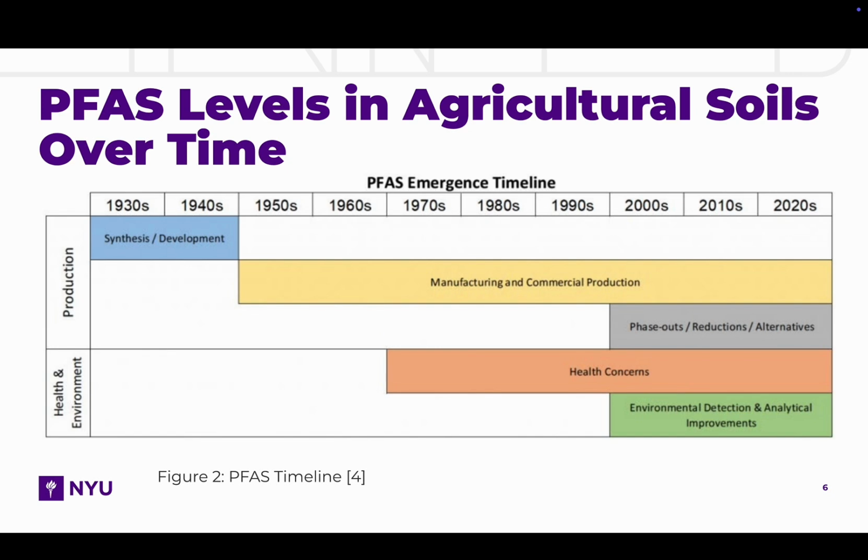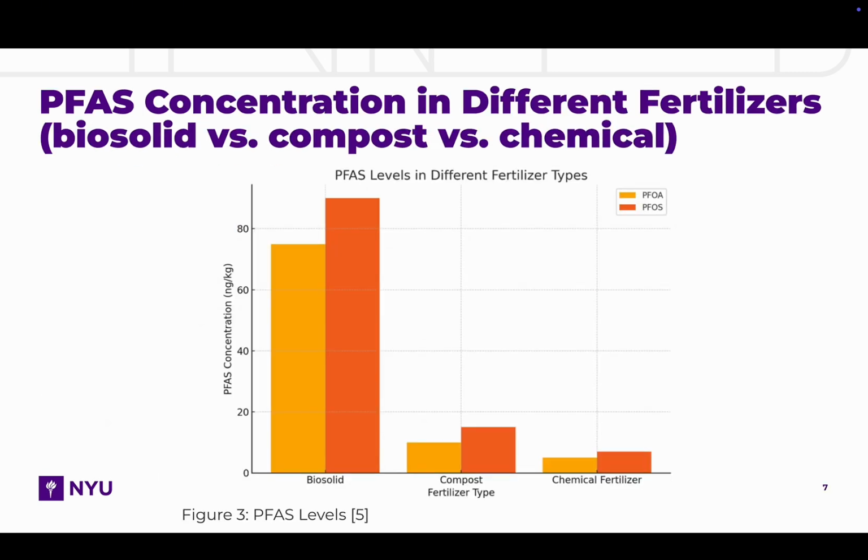PFAS have followed similar patterns of emergence and awareness exhibited by many other anthropogenic environmental contaminants. Figure 2 provides a general timeline of PFAS emergence and awareness that includes categories of synthesis and development, commercial production, health concerns, environmental detection, and reductions or alternatives.